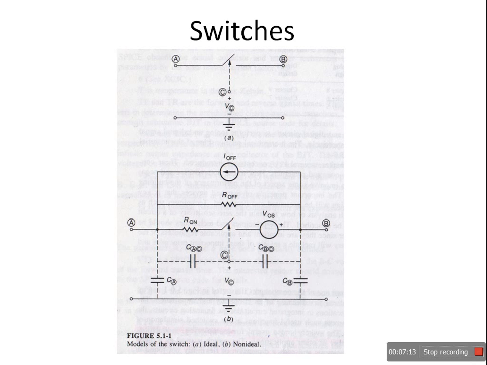Voltage is 0, switch is off, the current flowing at that time is IOFF. Switch is on, current is 0, the voltage across A and B at that time is offset voltage. We will see it later.